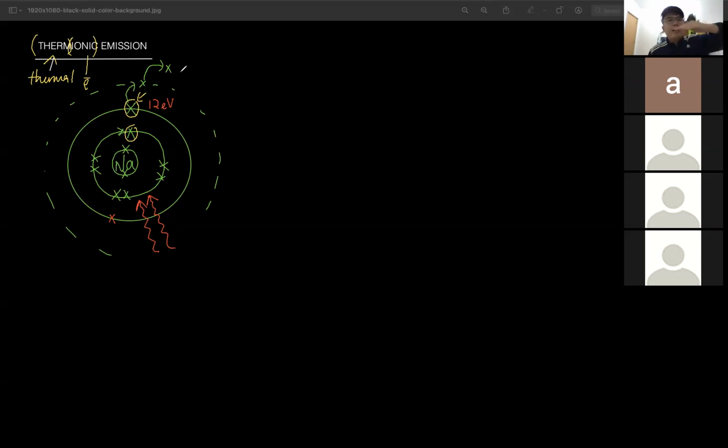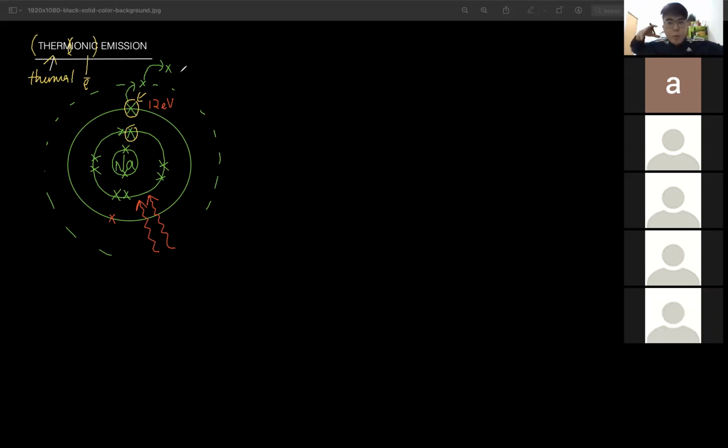Eventually, if you keep heating, this electron goes further and further from the nucleus, and the force of attraction becomes very weak. Then what happens to the electron? The electron can escape completely, leaving the metal. When I say escape, the electron can jump out from the metal surface. It's like going into the atmosphere, not still in the structure.